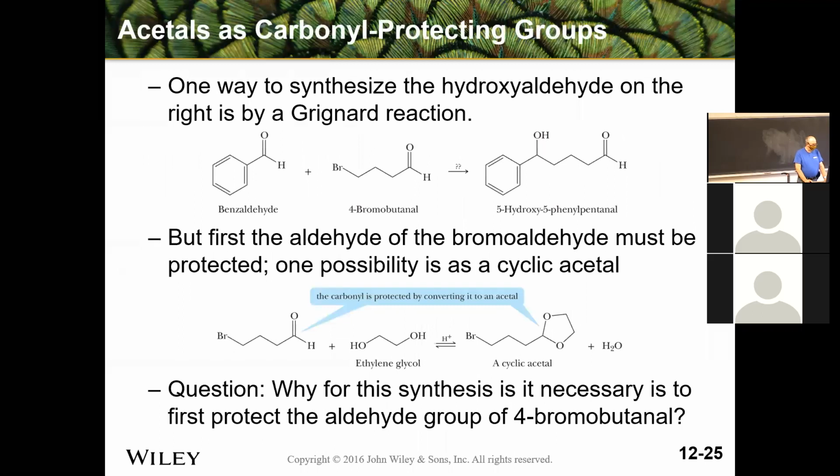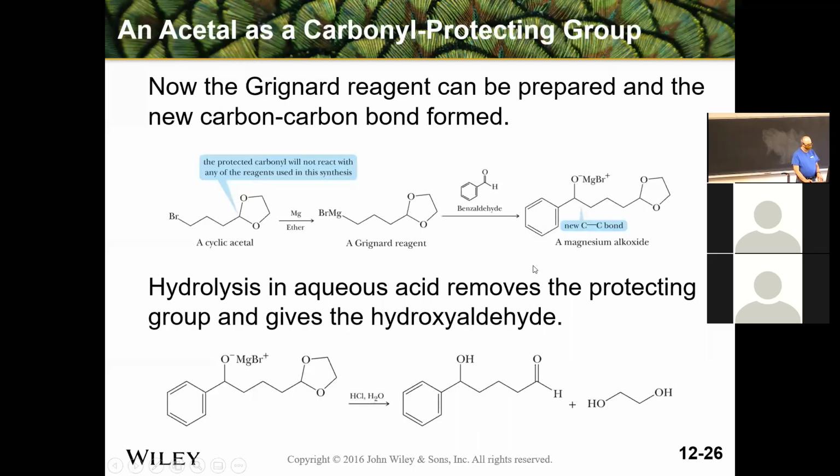Acetals are good protecting groups. Since they are ethers, they're resistant to various reactions, including Grignard reactions. We could not do a Grignard with this reaction because, of course, the bromine would interfere. But if we first make the acetal, then we can make the Grignard, and then when we're done, we can remove the acetal protecting group.